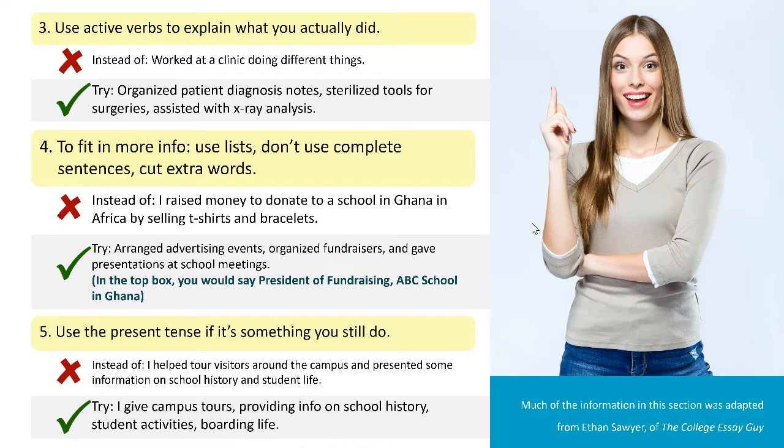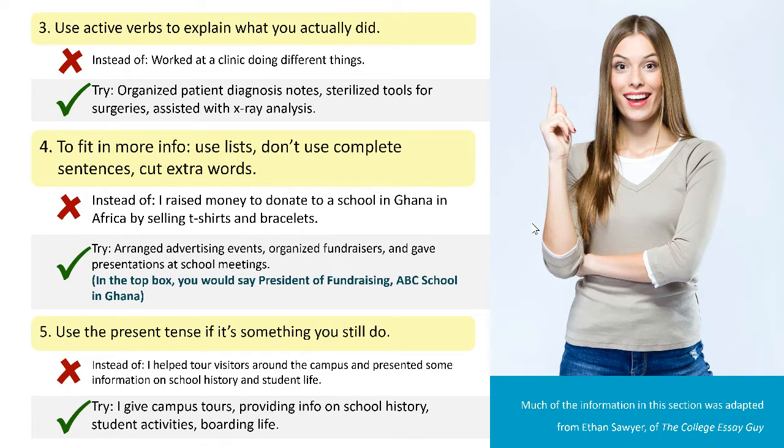Always use active verbs. Just like when you do your essays, you always want to use active verbs. Instead of "worked at a clinic doing different things," you could say something like "Organized patient diagnosis notes, sterilized tools for surgeries, assisted with x-ray analysis."